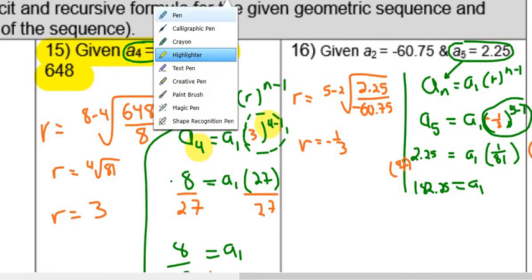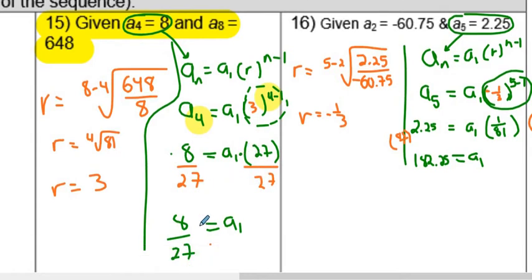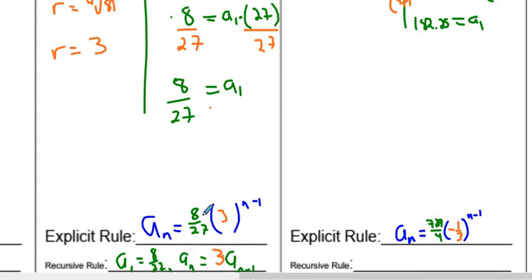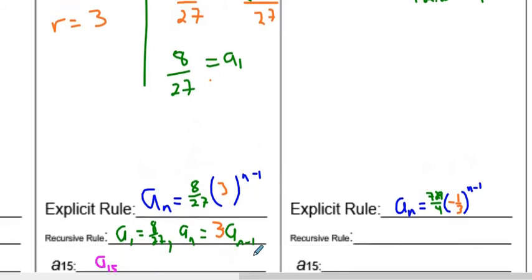I'm now solving. Also remember that there's a multiplication sign here. So I divided by 27 to get A1. And yeah, A1's kind of a mess. But I don't need to do anything with it other than just write it down. So please put the formula. You have A1 R to the N minus 1. Make sure for your recursive, you're writing down A1 is 8/27. AN is 3 times the term before, because that's what that means. And to find A15, you are just going to put 15 into the explicit.